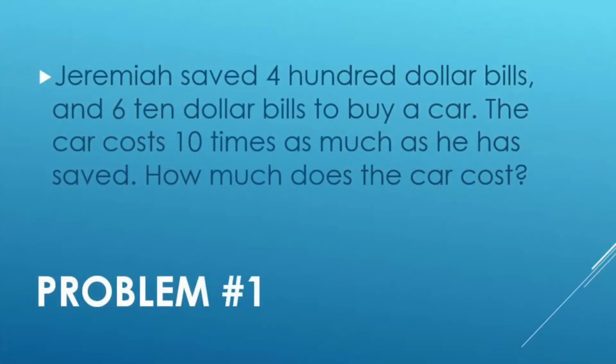Now let's take a look at our first problem. Our first problem reads, Jeremiah saved 4 $100 bills and 6 $10 bills to buy a car. The car costs 10 times as much as he saved. How much does the car cost?